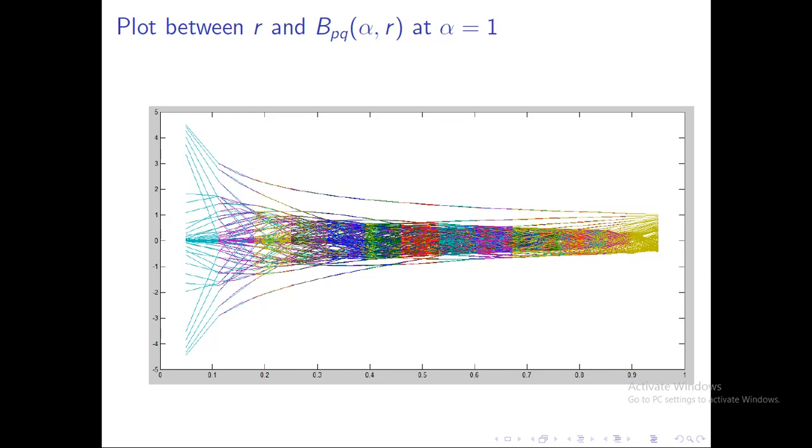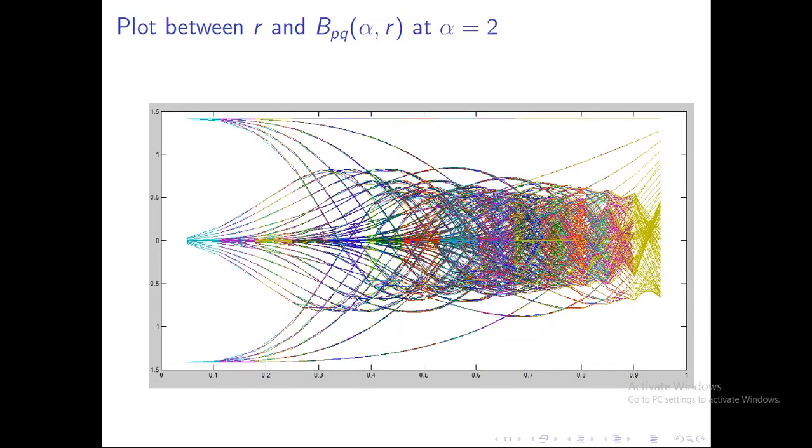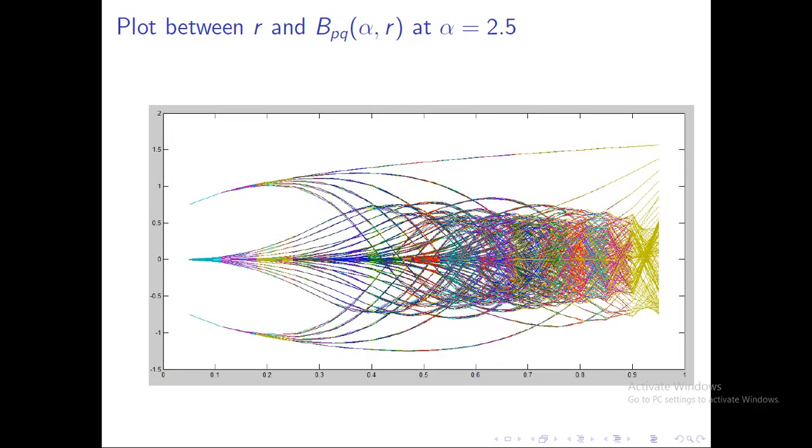Here at alpha equal to 1, we can see that the values of the polynomial are approaching 0. Like in this, it is contracting. At alpha equal to 2, the value of the polynomial is approaching 0, and at alpha equal to 2.5, we can see that the graph is almost approaching 0, and the values are not extending to infinity now.